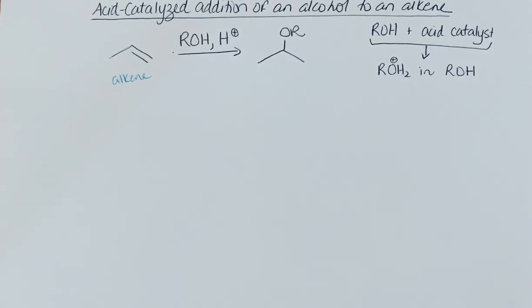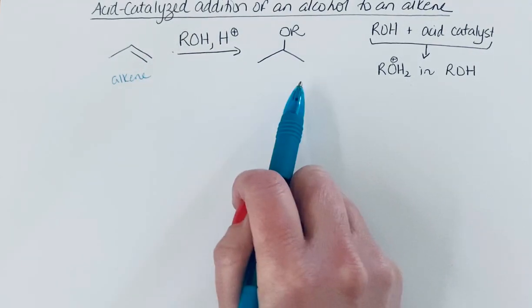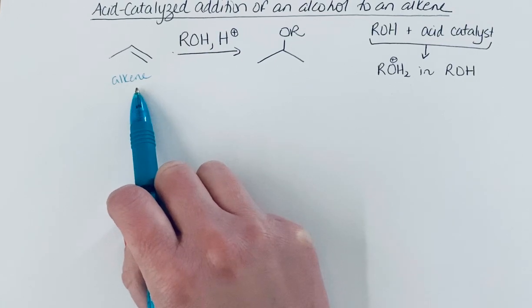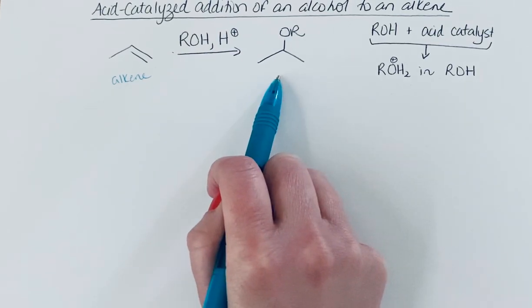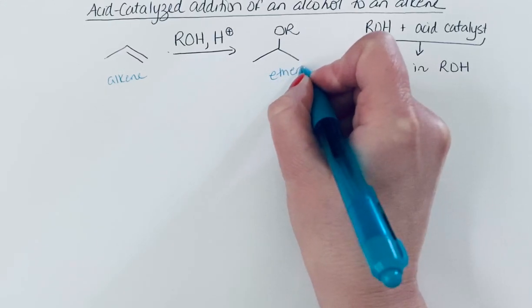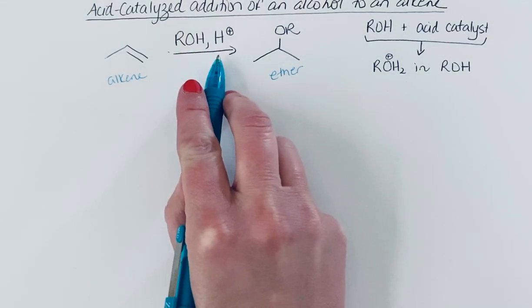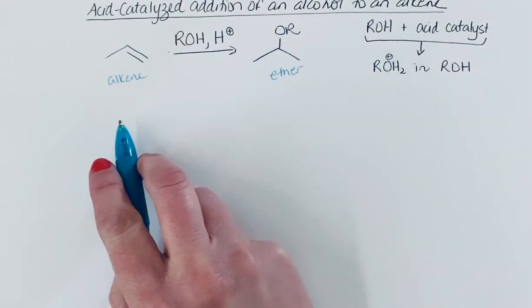The acid-catalyzed addition of an alcohol to an alkene. So we can see in the general reaction scheme we have here that our starting material is an alkene, and the product of this reaction is an ether. This reaction is very similar to the reaction of water with an acid catalyst, which gives an alcohol product.